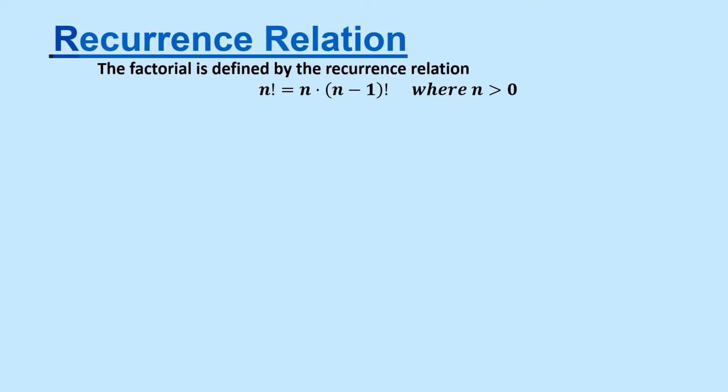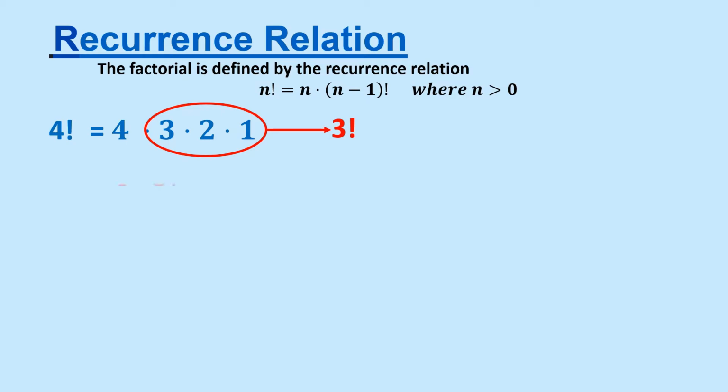To make it easier to understand, let's have an example. Let's say we have 4 factorial. If you expand 4 factorial, you will have 4 times 3 times 2 times 1. But if you look at the part where you have 3 times 2 times 1, this is the same as 3 factorial. Since 3 factorial is always 3 times 2 times 1 when you expand, you can replace 3 times 2 times 1 with 3 factorial. Therefore, instead of writing 4 times 3 times 2 times 1, you can simply express 4 factorial as 4 times 3 factorial.